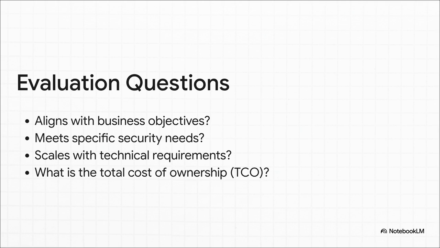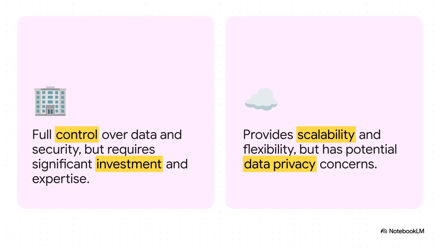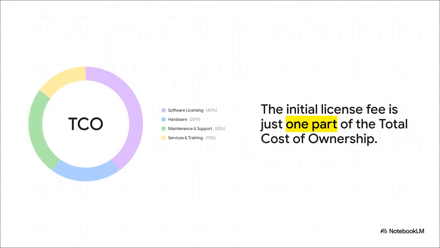And one of the first huge decisions you'll face is where this detective is going to live. You could go on premises, which means you build everything yourself. That gives you total control, but man, it is expensive and you need some serious experts on hand. Or you could go with a cloud-based SIEM, which is way more flexible and usually cheaper upfront, but you are handing over some of that control. It's a massive trade-off.